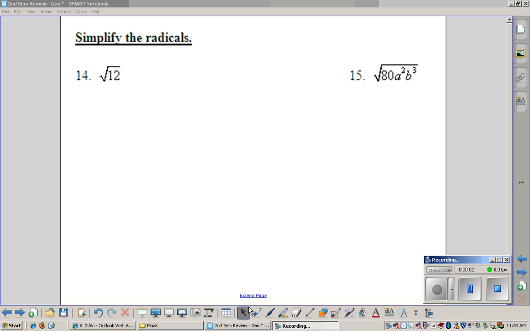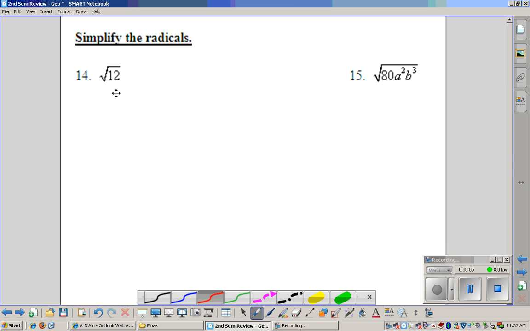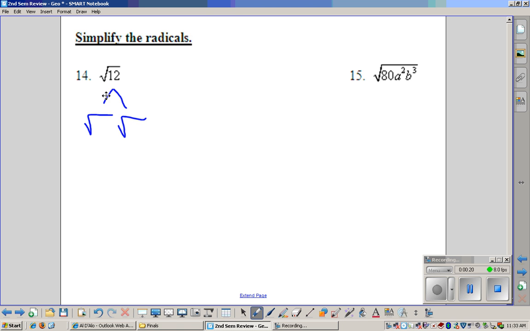All right, our next video deals with simplifying radicals. What you're trying to do here is reduce the radical much like you would reduce a fraction, but the rules are different. We're looking to break this into two square roots, two radicals. Radical is another name for square root. Two square roots that multiply to give you 12.